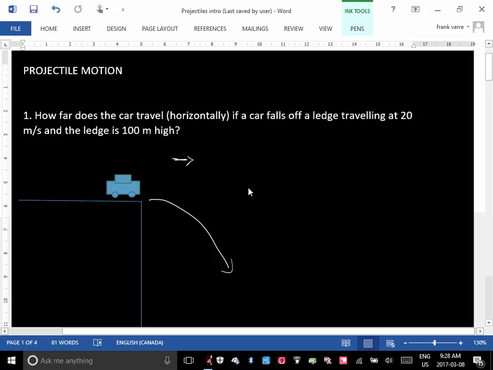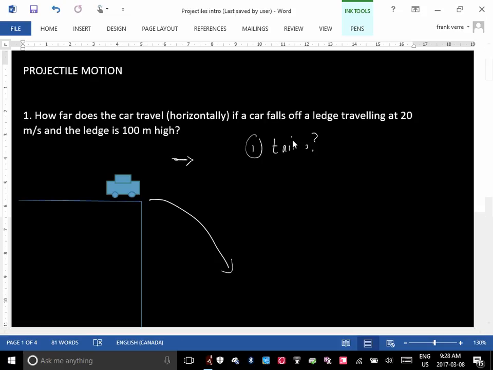Well, we're going to have to answer a very simple question. How long does it stay in the air for? So we're going to first figure out how much time this car stays in the air. So how would you solve a question like that? How long does this car stay in the air?